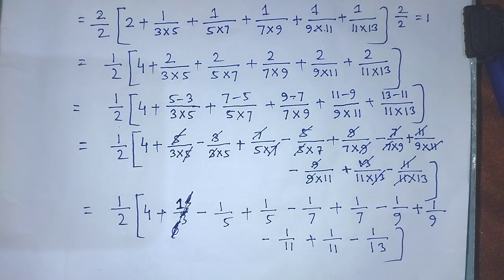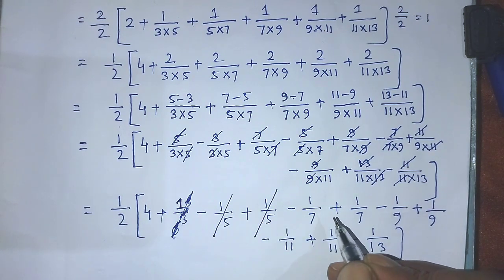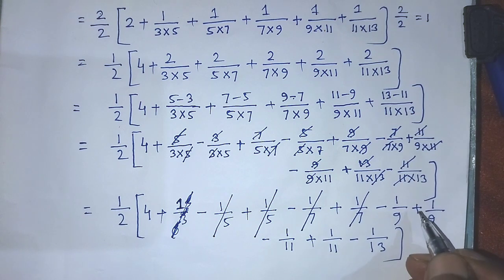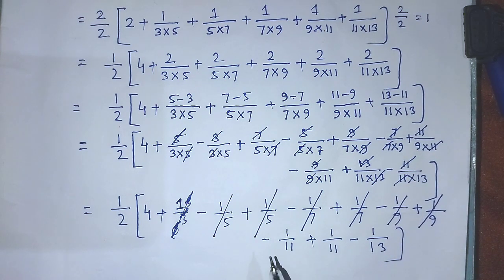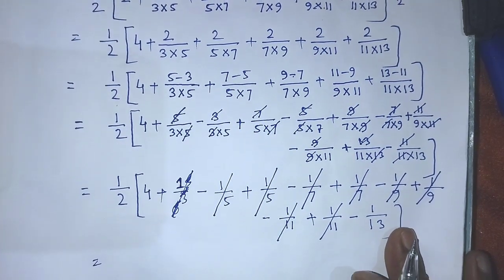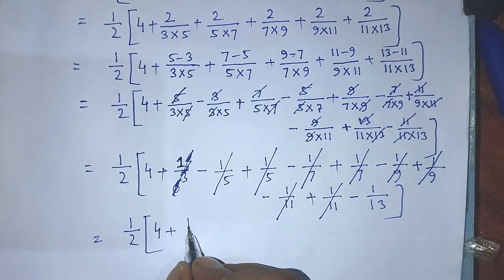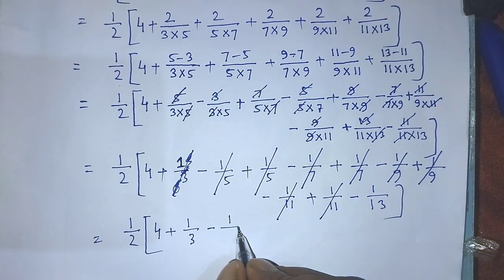Okay student. So we can cancel minus 1 over 5 plus 1 over 5. We can cancel minus 1 over 7 and plus 1 over 7. We can cancel minus 1 over 9 and plus 1 over 9. And similarly we can cancel minus 1 over 11 and plus 1 over 11. So we can write from this algebraic expression 1/2 [bracket], and inside this bracket we have to write 4 plus 1 over 3 minus, so here minus 1 over 13 is left, so we have to write 1 over 13.